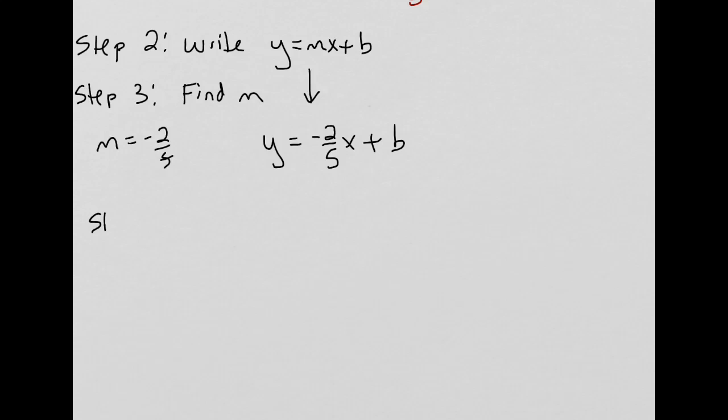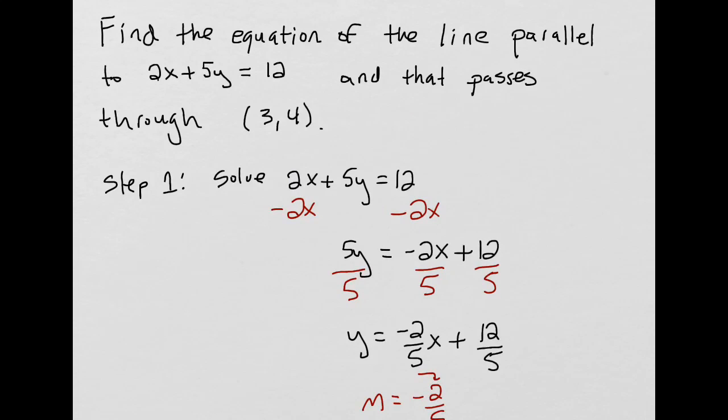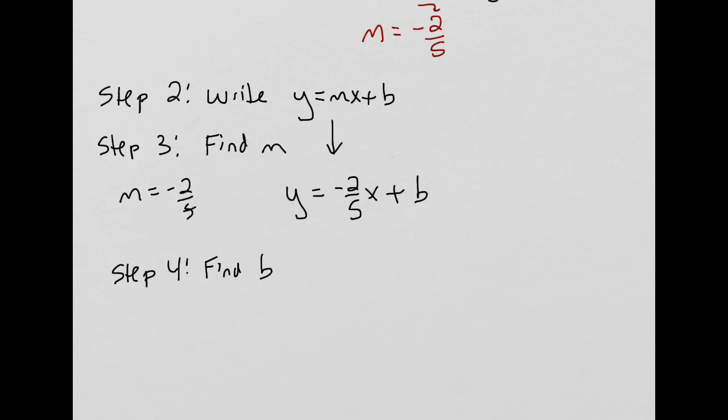Step 3 then is we have to find, step 4, we have to find our b value. The way that we're going to find our b value is we need a point that we know is on our line, and look at what they gave us. They told us that this point is on our line. In other words, our line passes through that point. And 3 is an x value, 4 is a y value. So what we're going to do is take that point, 3, 4, and plug it in for x and y in our equation. After all, that point is supposed to be a solution to this equation.